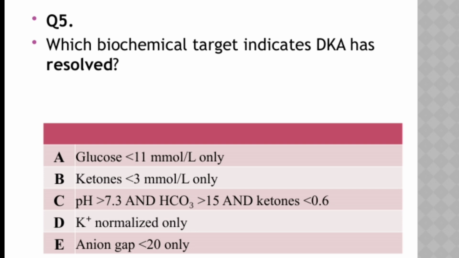So, to answer the question, which of these biochemical targets indicates that DKA has resolved? The most reliable indicator is the one that shows the correction of acidosis and ketosis, which is parameter C, when pH is above 7.3, bicarbonate exceeds 15, and ketones are below 0.6. It confirms that the metabolic derangements of DKA have been adequately reversed, signaling resolution.